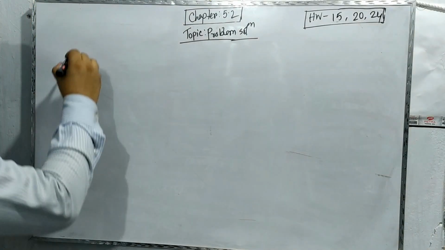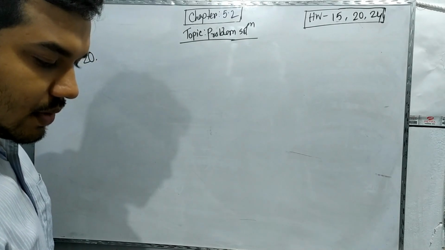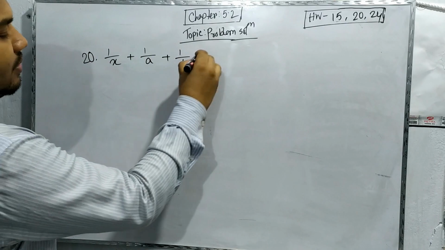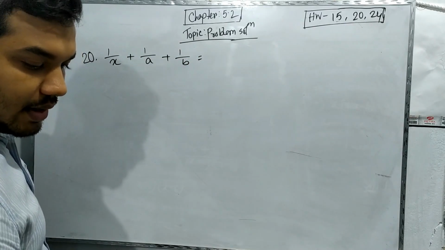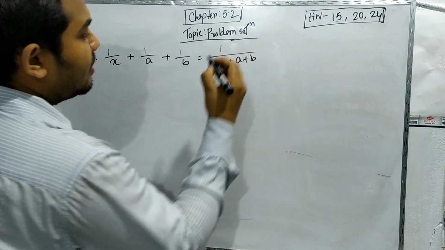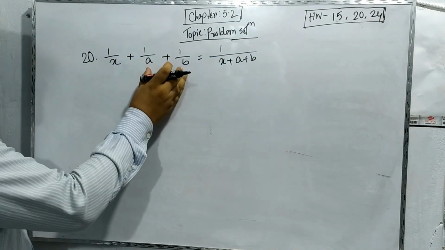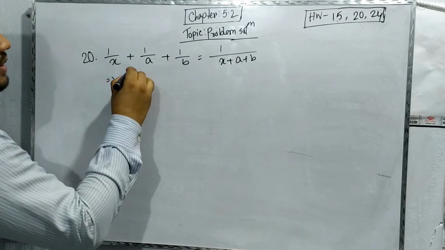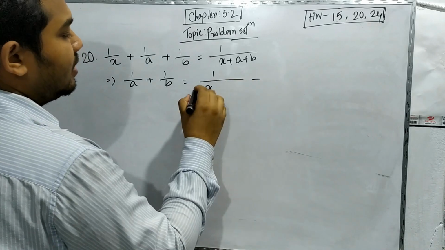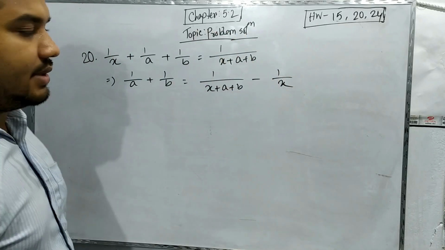Question number 20. Your question number 20 is 1 by x plus 1 by a plus 1 by b equal 1 by (x plus a plus b). So here is the x part, here is also the x part. So taking the x part on one side and the other on the other side, it can be written as 1 by a plus 1 by b equal 1 by (x plus a plus b) minus 1 by x. Just taking its side changed.